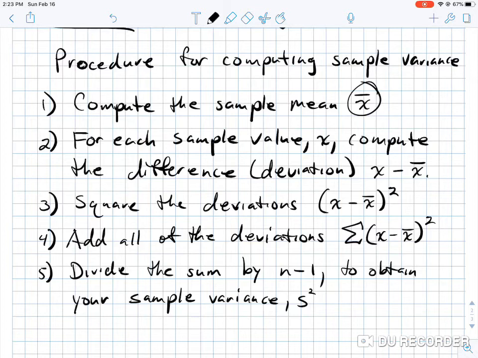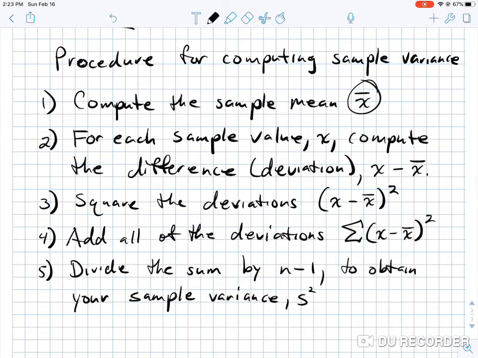All right. So again, step 1, you cannot miss out on step 1. You must do the sample mean. Okay, before you do any calculation, do the sample mean. For each sample value x, compute the difference or the deviations, which is x minus the sample mean.